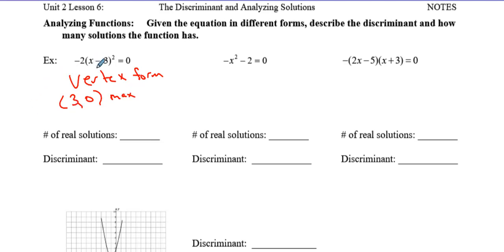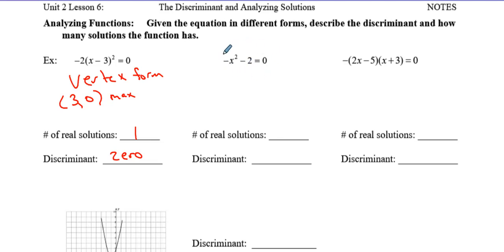Because the vertex is on the x-axis, I know I only have one real solution, right? Anytime the vertex is on the x-axis, there'll only be one real solution, which means my discriminant has to be 0. Now you could work this all out in the standard form and then find the discriminant, but if you understand that this is vertex form and the shape of the graph, there's not a need, right? So go ahead and try this one.